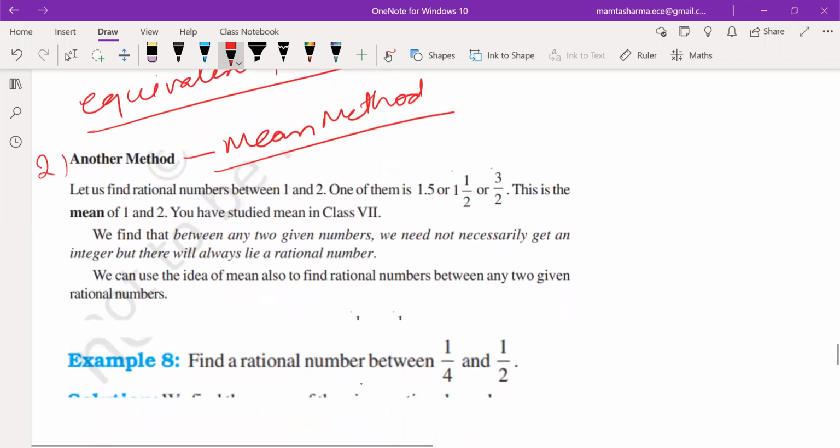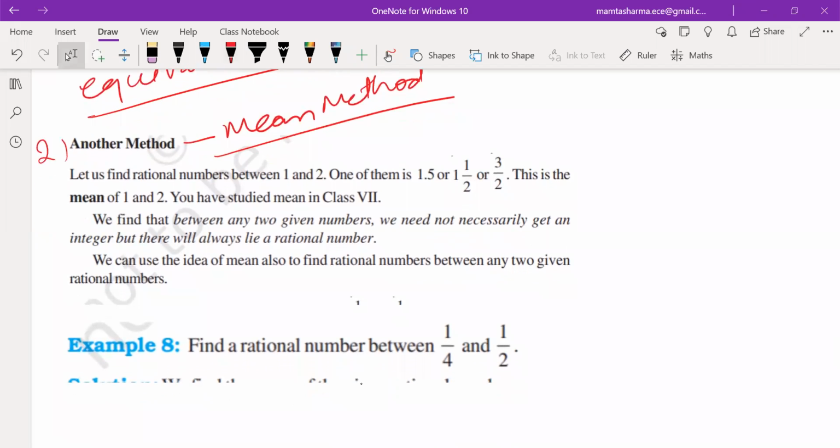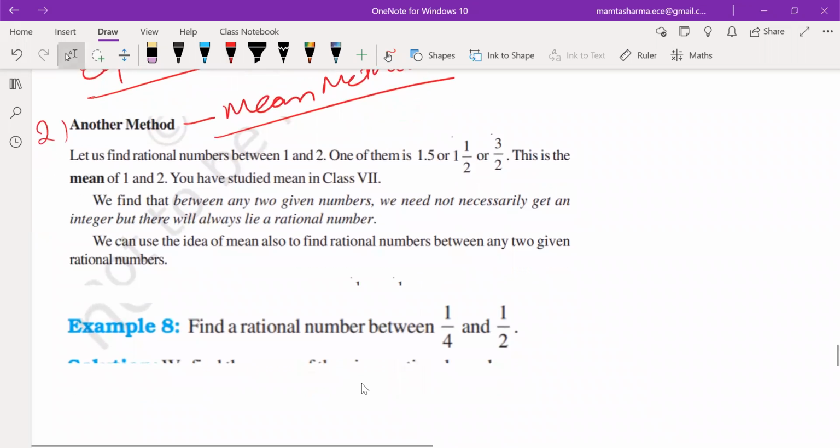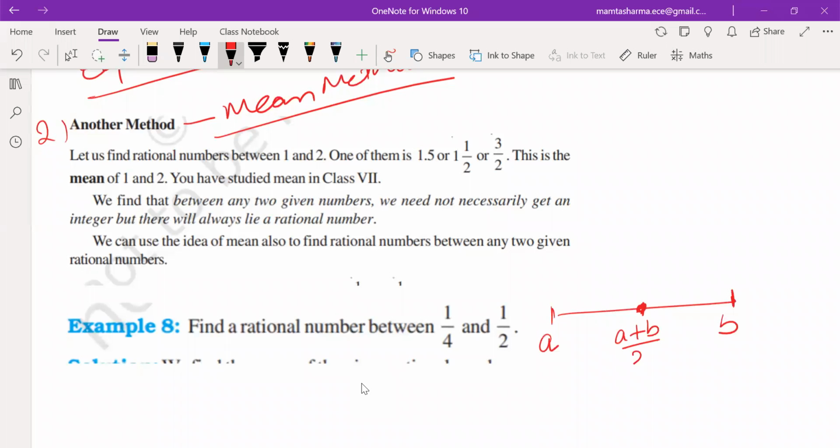What will we do here? We know what a mean is. If one number is a and another number is b, what will be the mean or middle? Mean, middle, and average are all the same. Its value will be a plus b by 2. So of course a plus b by 2 would lie between a and b. Is it so?